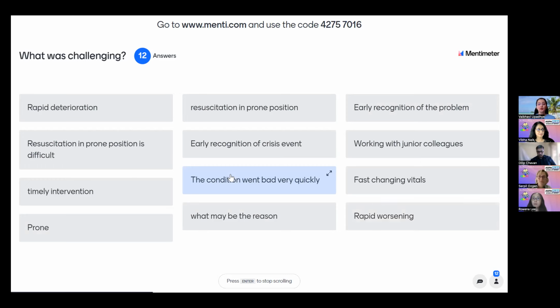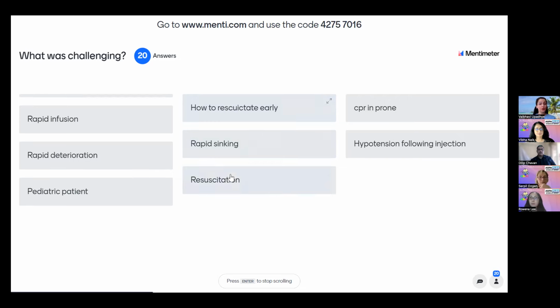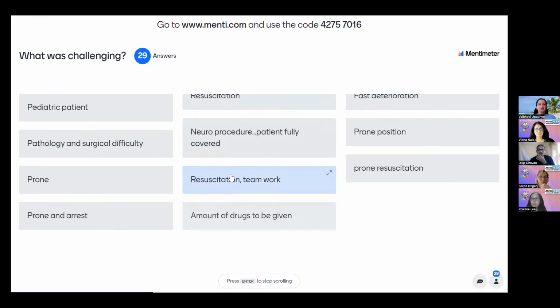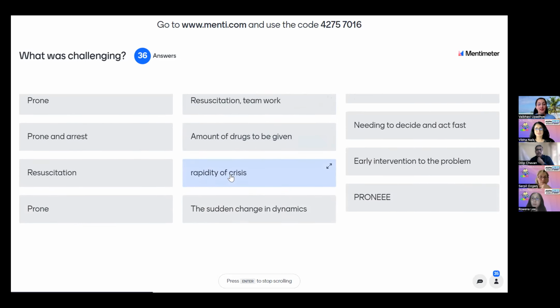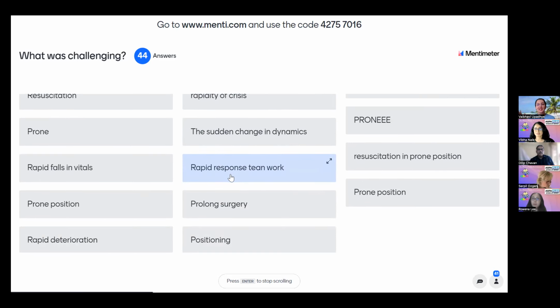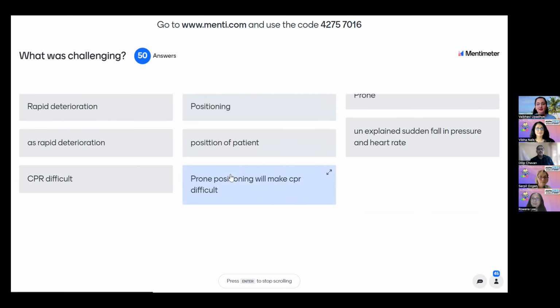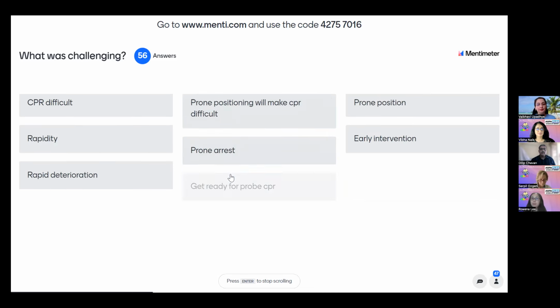Yes, the condition deteriorated really bad, like really quick. It was rapid. The patient was prone. Yes, it was a challenge. The patient also had probably hypotension in a prone position, arrest. Okay, absolutely. I can see prone in capitals, which means that is something that weighs on us largely. Prone position, making CPR difficult. Yes, there are challenges which the team faced here.